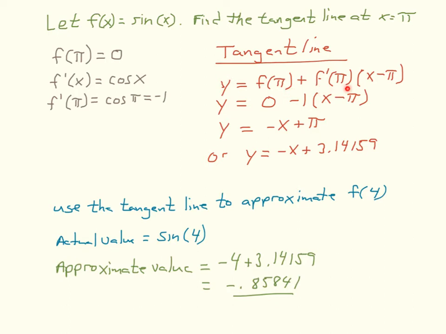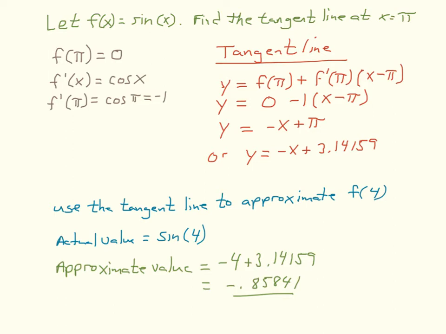So our tangent line is going to be y equals f of pi plus f prime of pi times x minus pi. In this case, I'm going to get 0 minus 1 times x minus pi. Our tangent line is going to be y equals the opposite of x plus pi. Or if I use a decimal approximation for pi, I'm going to get y equals the opposite of x plus 3.14159. And we'll use that to help us out.